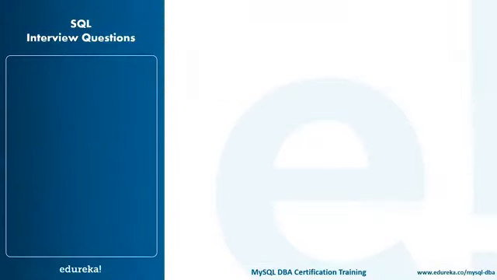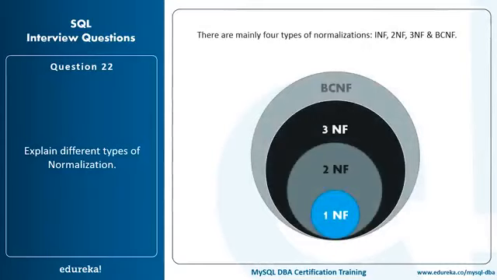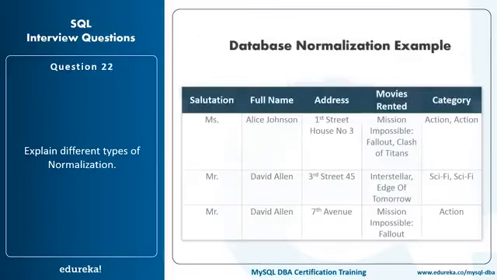Now let's move forward to the next question, that is, what are the different types of normalization? So there are mainly four types of normalization, that is 1NF, 2NF, 3NF, and BCNF. Now let me explain the different types of normalization with an example. So guys, this is the table that we're going to consider for the example. Now you basically have to apply normalization to this particular table.